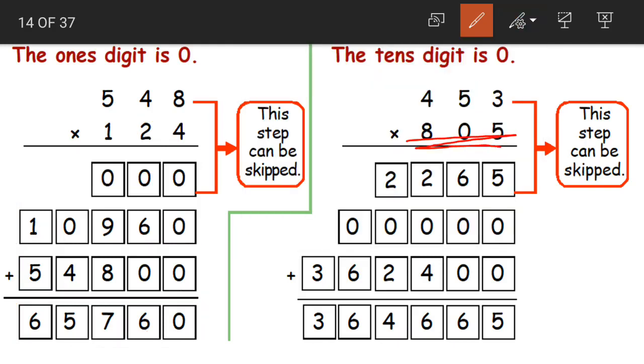Now let us look at this one. 453 into 805. Now the tens digit is 0. Yes, starting from the ones place, 5 3s are 15, 1 carried, 5 5s are 25 plus 1 is 26, 2 carried, 5 4s are 20 plus 2 is 22. Yes children, then we are having 0. Yes, now how do we multiply? It is in the tens place. So new line, again placing a 0, 0 3s are 0, 0 5s are 0, 0 4s are 0.